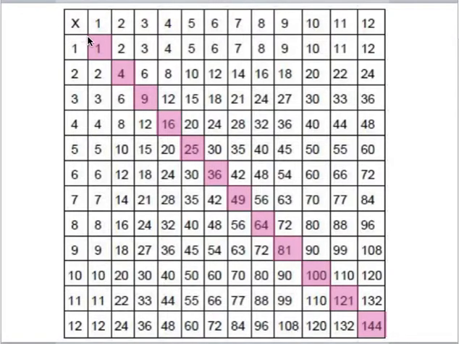So what you're going to do is highlight on your multiplication chart all the numbers that are answers to squares. In other words, all the numbers that are a result of multiplying a number by itself, like 1 times 1, or 2 times 2, or 3 times 3, or 4 times 4, or 12 times 12, and so on. Because that chart will be really useful as we go over square roots today.